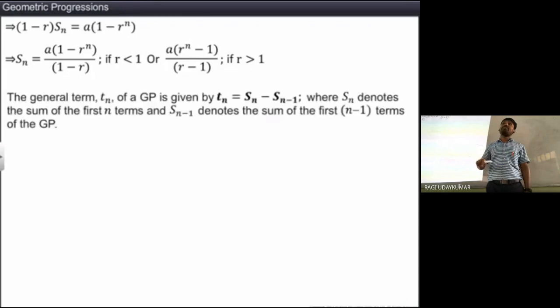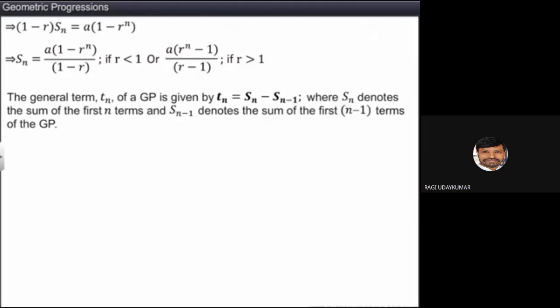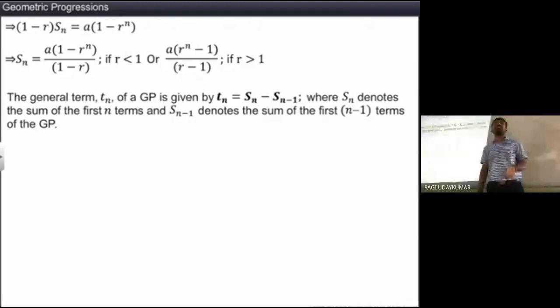The general term of the geometric progression we get just as the sum of the n terms minus the sum of the n minus 1 terms. In the arithmetic progression also, the sum of the n terms minus the sum of the n minus 1 terms gives the nth term. To get the nth term, if Sn is given to you, then doing Sn minus Sn minus 1, you will get Cn or An, the nth term.